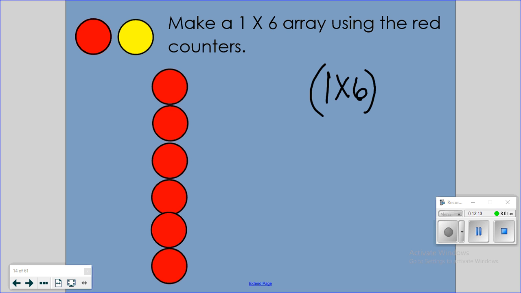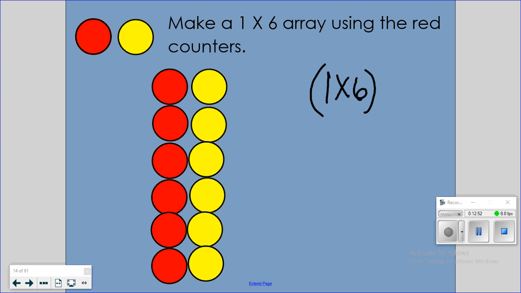Because I'm going to add to this array. I have one group of 6, but now I want 2 groups of 6. Go ahead and add one more group of 6 to your array. I'm just going to put mine in yellow just so you can see it. I'm adding one more group of 6. I have to use a yellow and red block. That's okay.